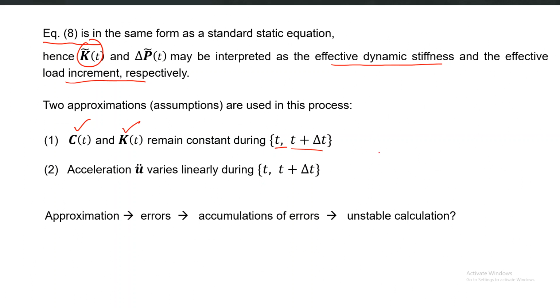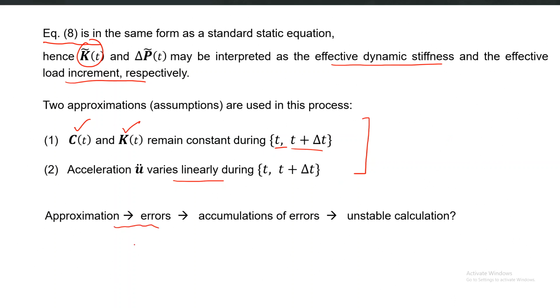So the whole method is based on these two approximations, these two assumptions. And since we assume that the acceleration varies linearly, this method is called Newmark's linear acceleration method. If we make a different assumption, that may result in a different method. So these assumptions are basically the source of errors in our calculations.